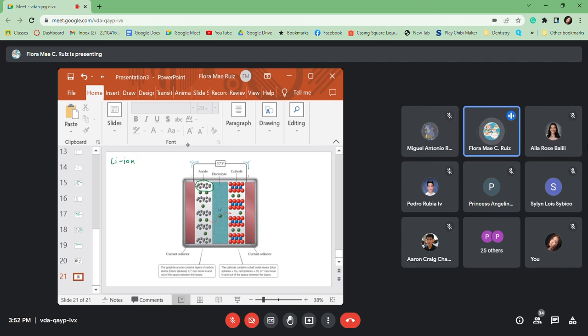Next, the cathode. The cathode is usually made up of cobalt oxide layers. The cobalt are the blue spheres, while the oxide or oxygen is the red spheres. Okay, so the oxygen is bigger than the cobalt. And this also makes your lithium ion easily move in and out of the space between the layers.